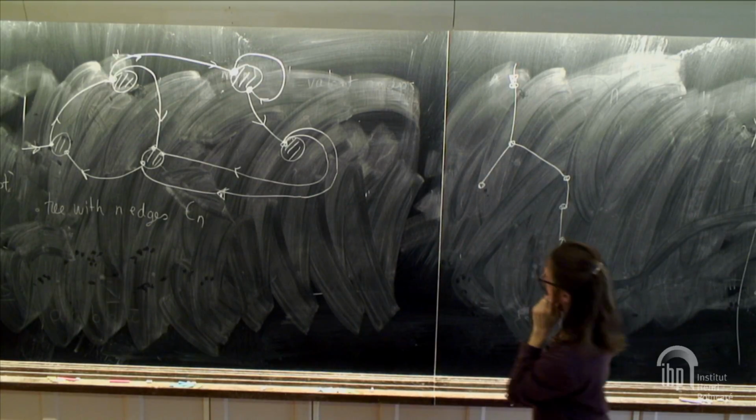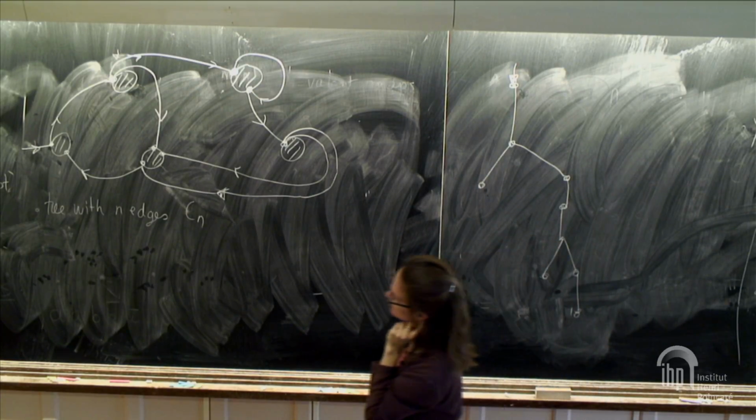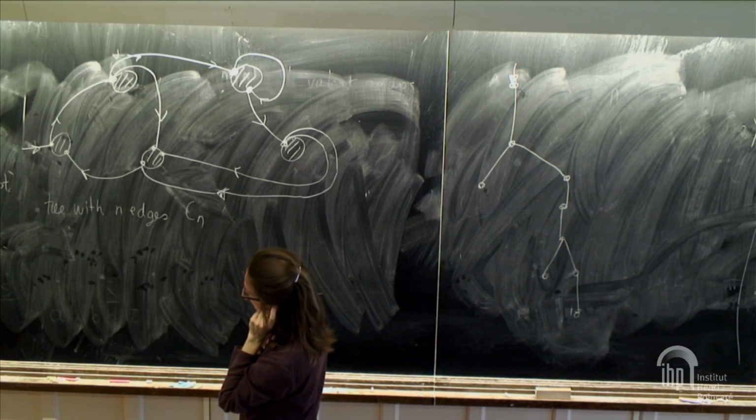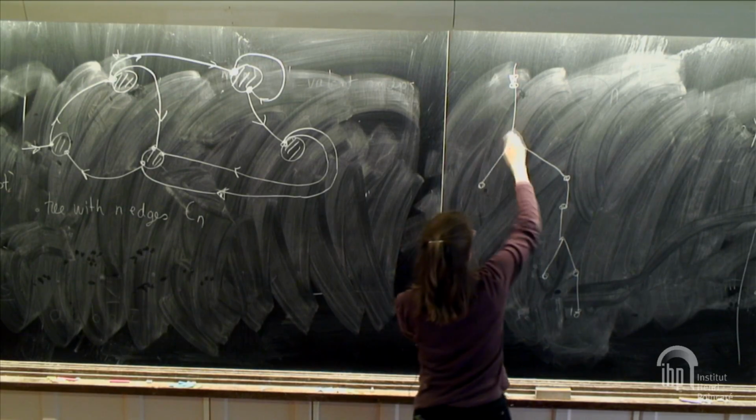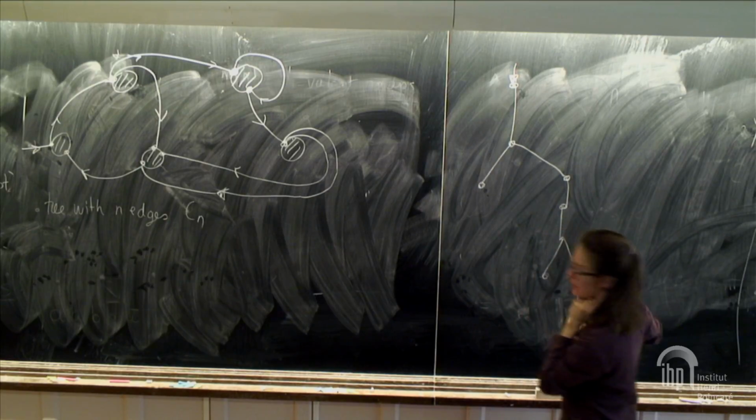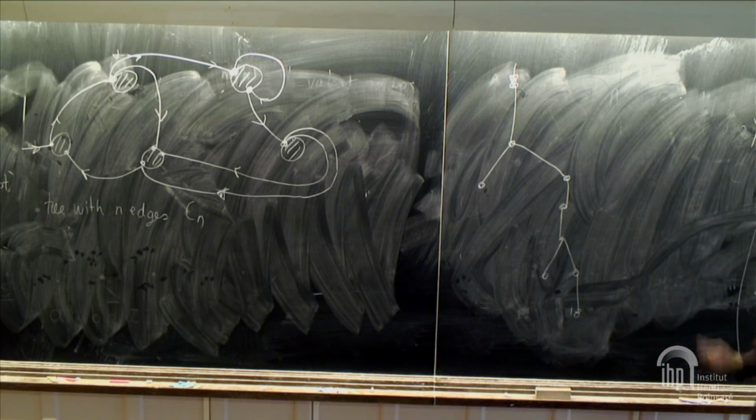Do I have all the edges that I need? I started from 1, 2, 3, 4, 5, 6, 7, 8 edges. And 1, 2, 3, 4, 5, 6, 7, 8 edges here. OK, so this is the tree, and it has as many edges as the original map.